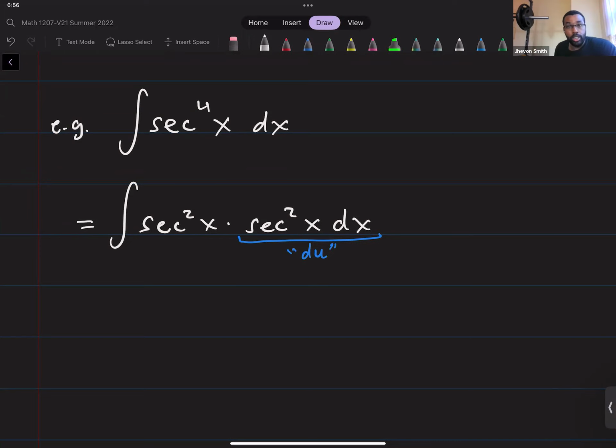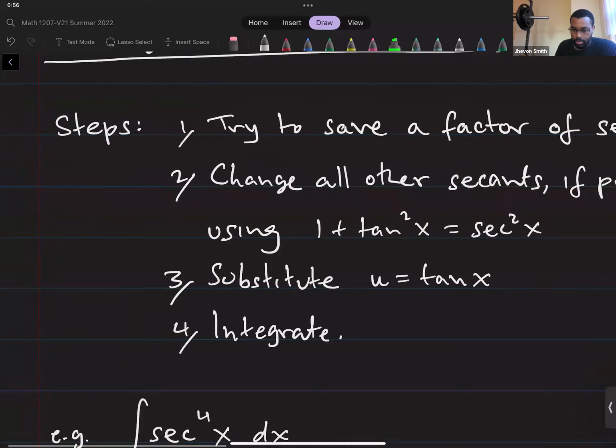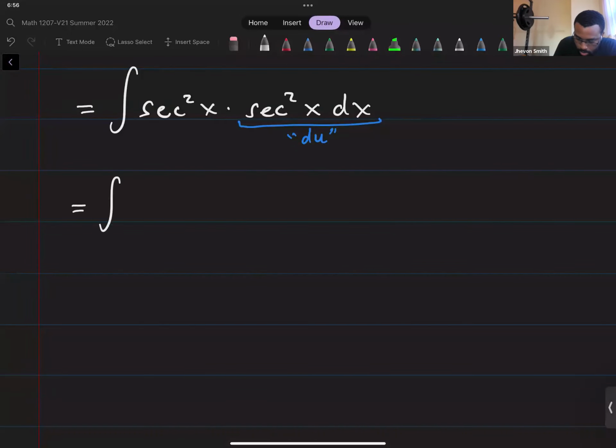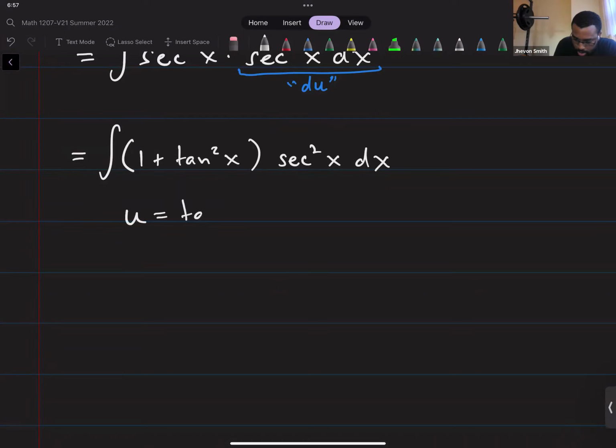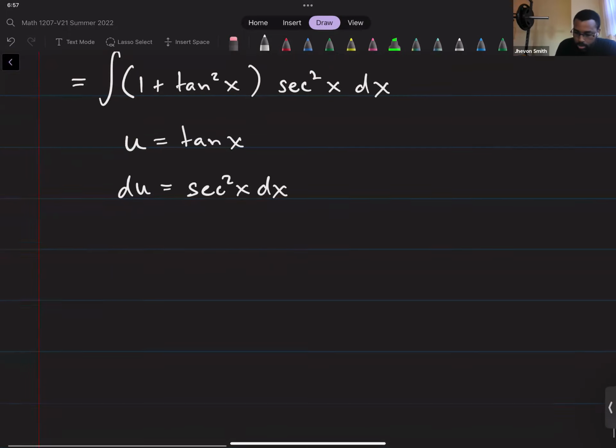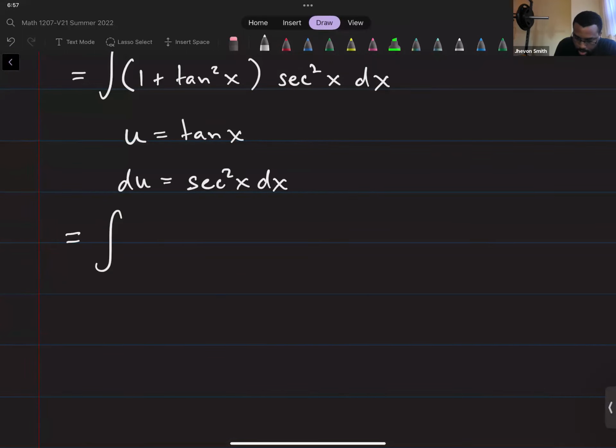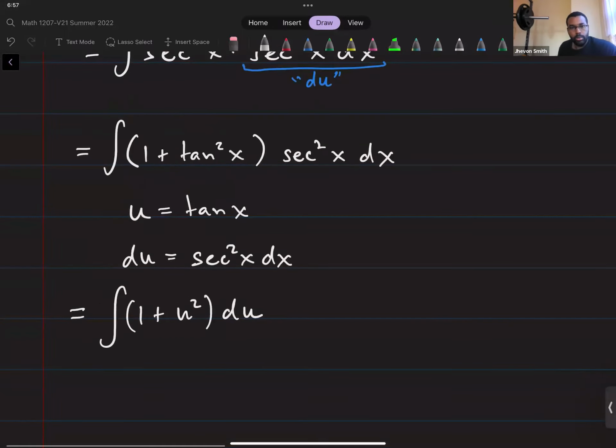Now, any other secant that's present, you're going to change it to tangents, and you're going to change it using that identity. So this is going to be 1 plus tangent squared. And now you're going to do that substitution, u equals tangent. Your du is going to be that secant squared dx. So then you'll just end up with the integral of 1 plus u squared du. So that's your u, and that's your du here.